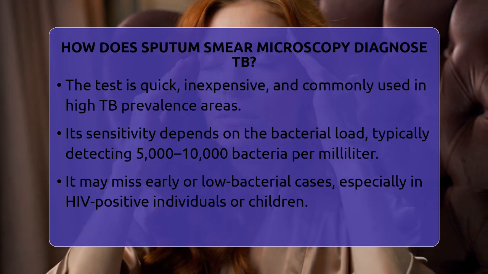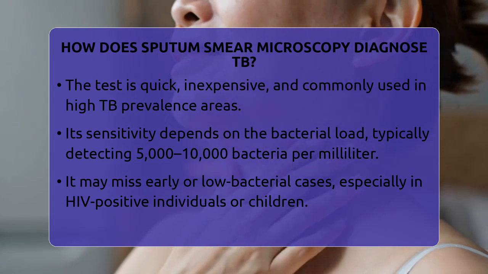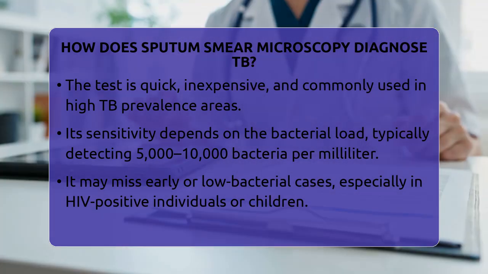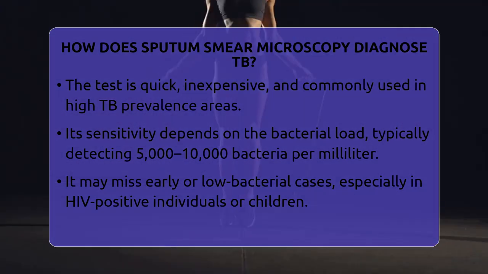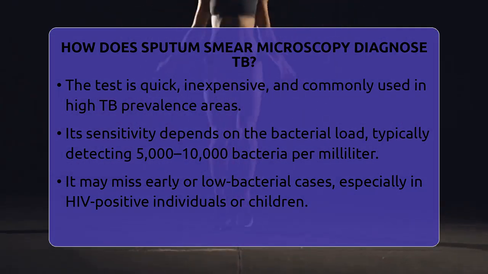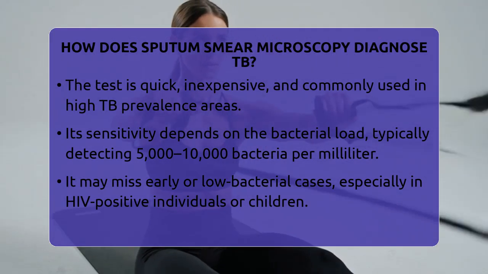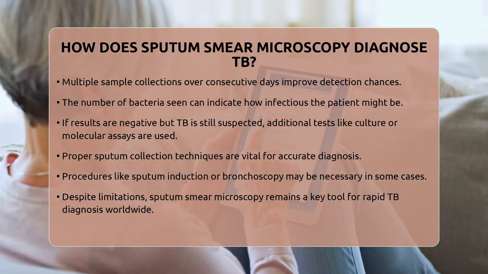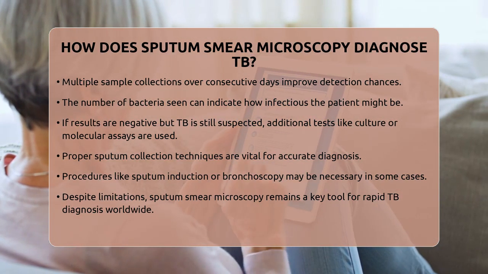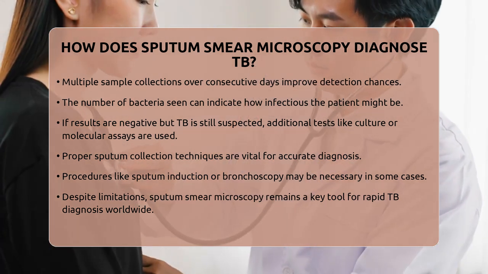If the smear is negative but doctors still suspect tuberculosis, they may order additional tests like culture or molecular tests, such as the Xpert MTB/RIF assay. These tests can detect TB bacteria even when bacterial numbers are low. Proper collection of sputum is essential for accurate results, and in some cases, procedures like sputum induction or bronchoscopy are used to obtain samples safely.